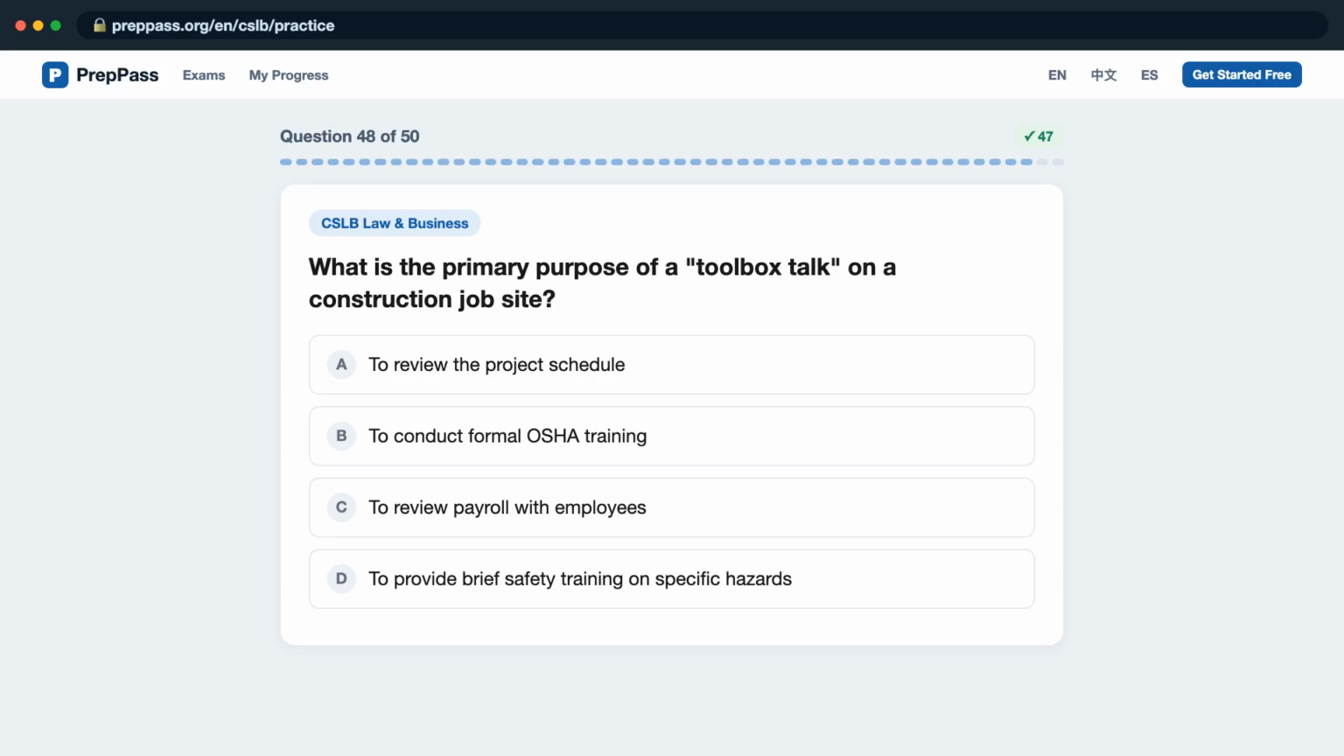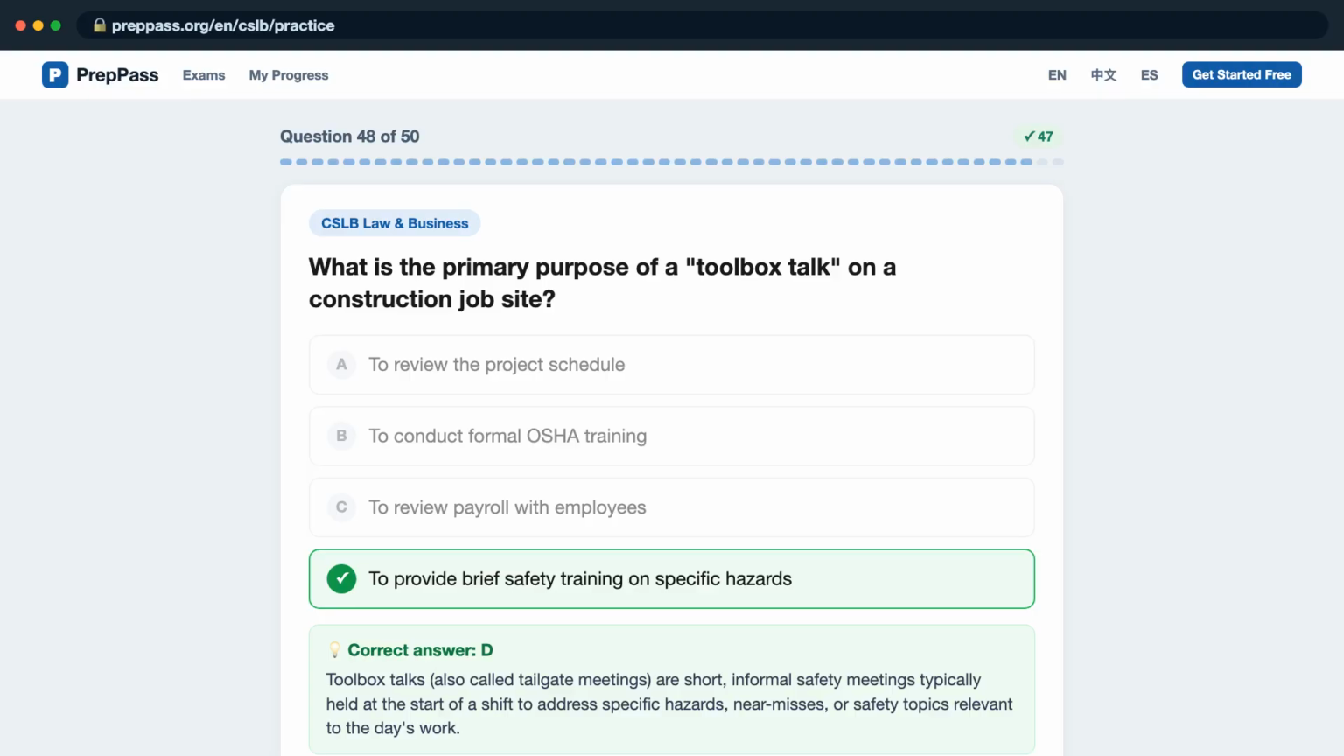Question 48. What is the primary purpose of a toolbox talk on a construction job site? Is it A, to review the project schedule? B, to conduct formal OSHA training? C, to review payroll with employees? D, to provide brief safety training on specific hazards? The correct answer is D. Toolbox talks, also called tailgate meetings, are short, informal safety meetings typically held at the start of a shift to address specific hazards, near misses, or safety topics relevant to the day's work.